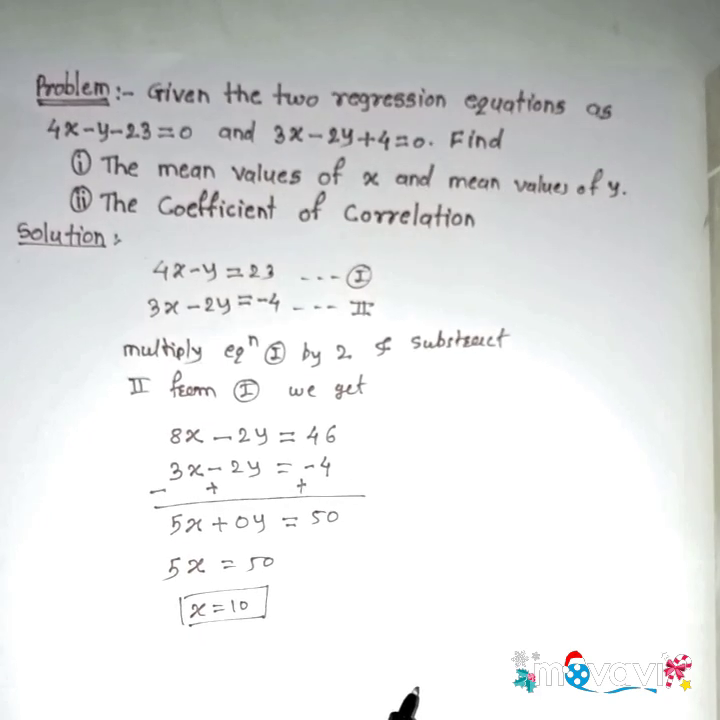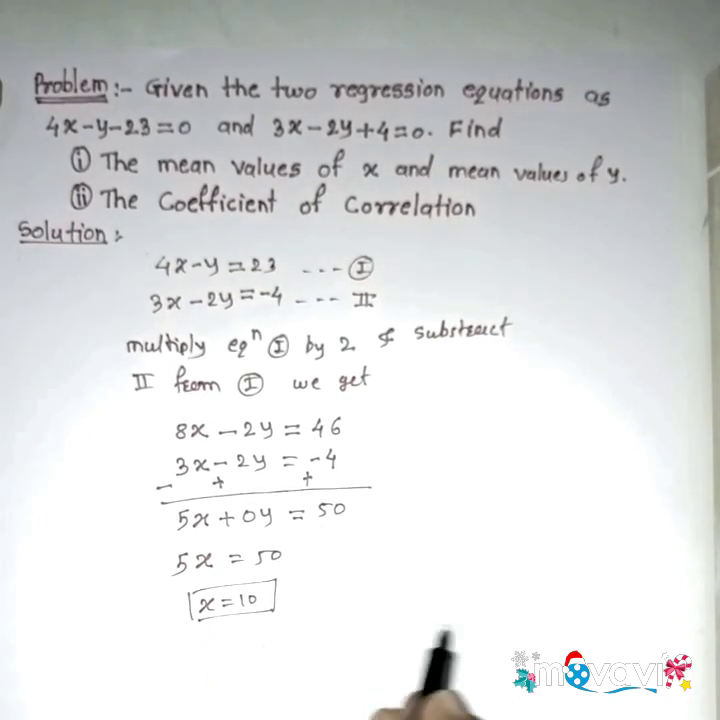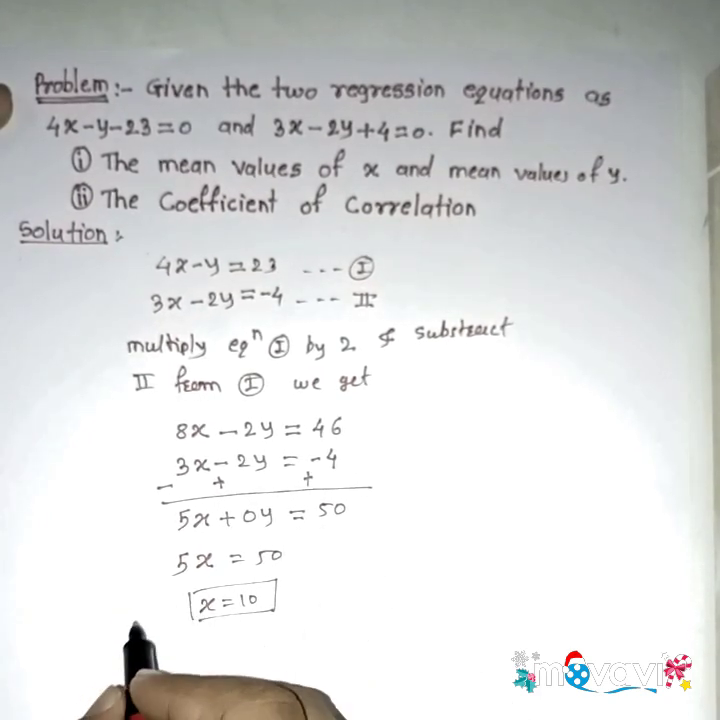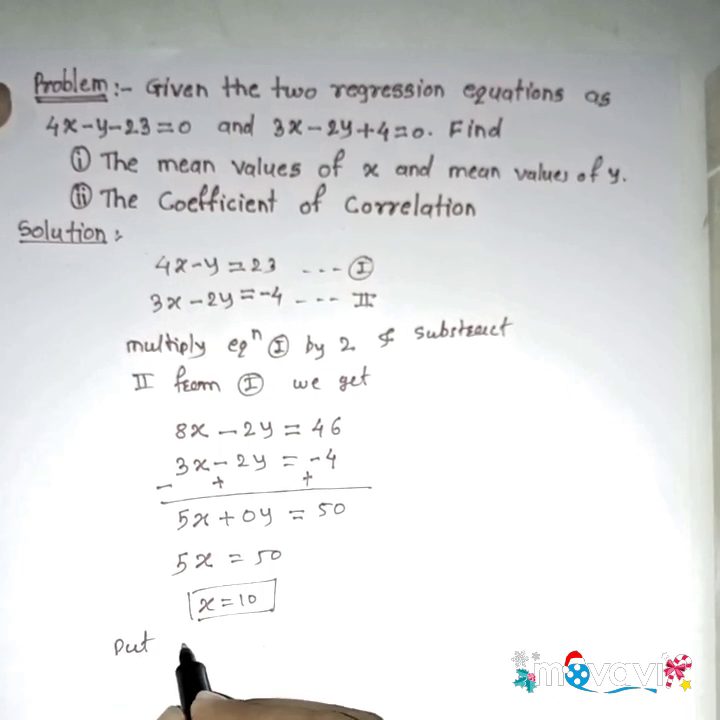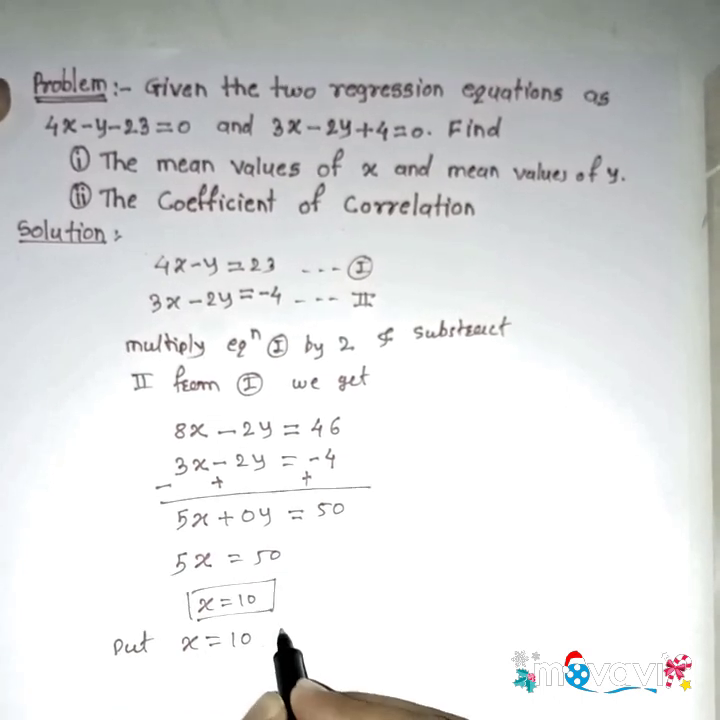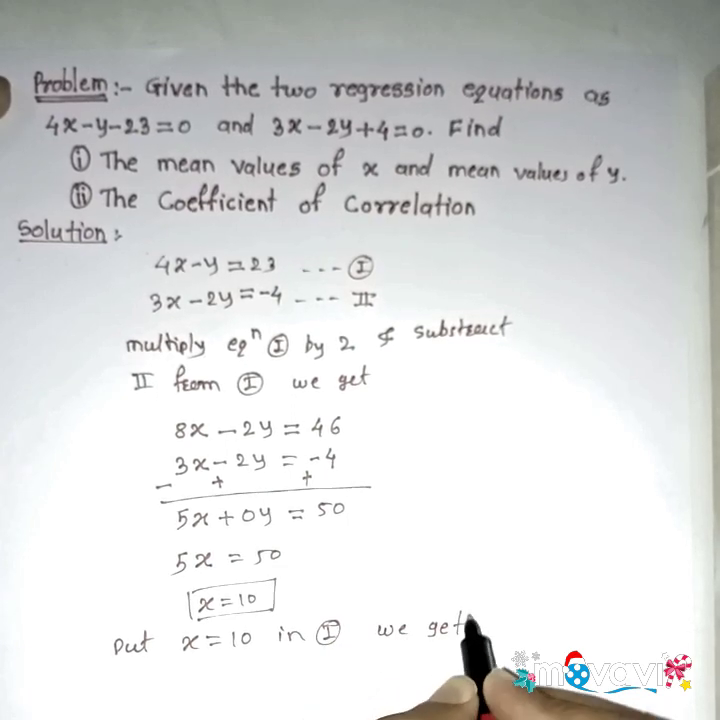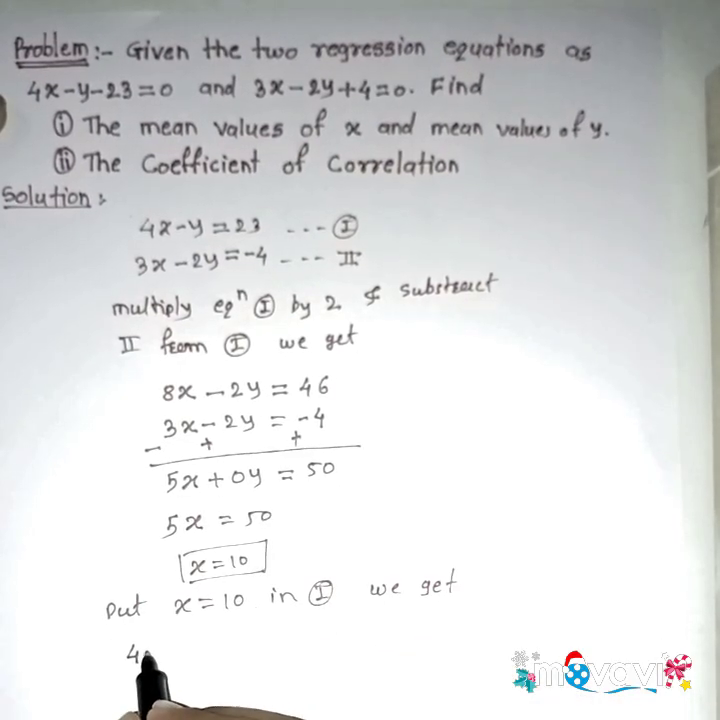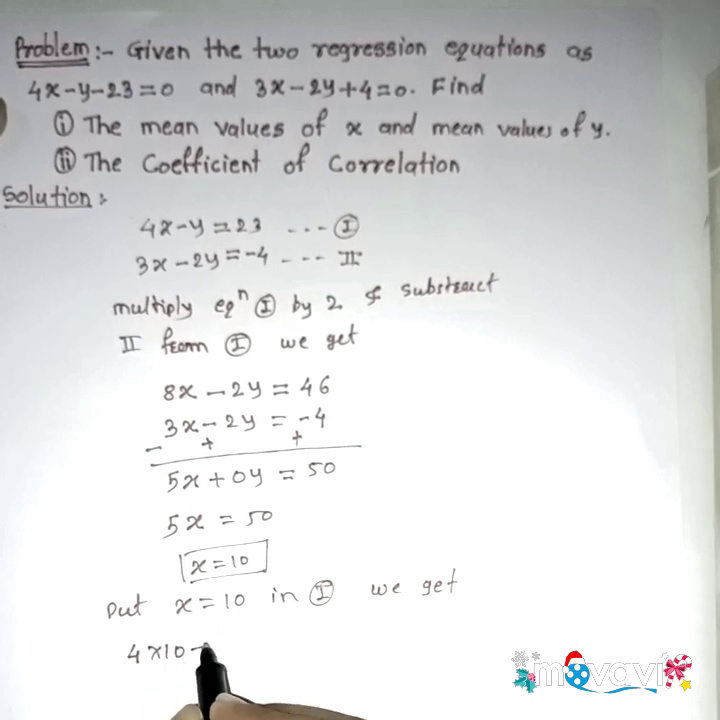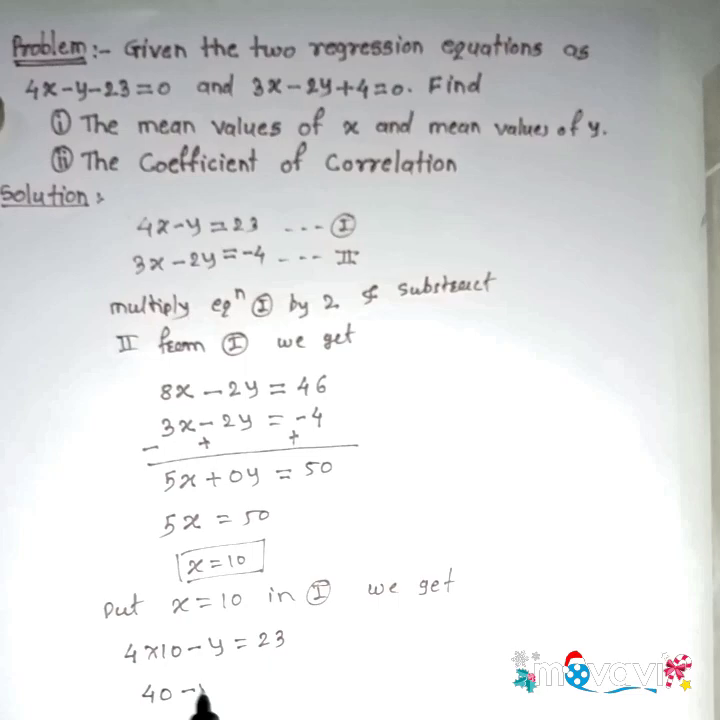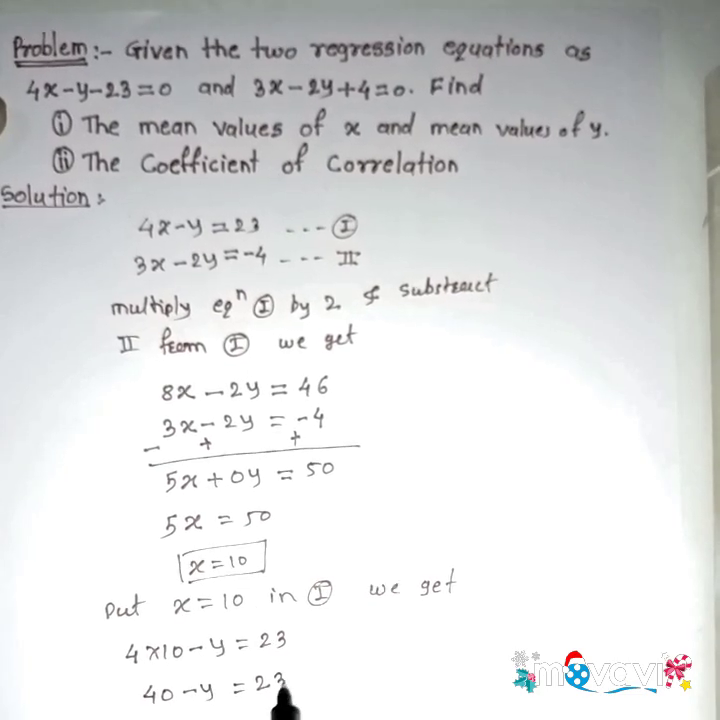10. Then we put x equal to 10 in any one of the above equations. If we put x equal to 10 in equation 1, we get 4 into 10 minus y is 23, so 40 minus y is 23.